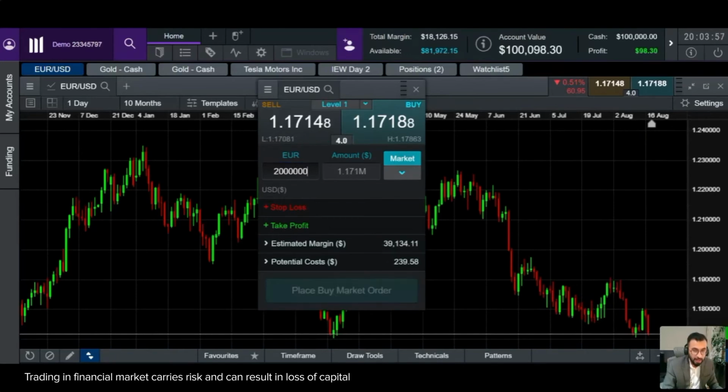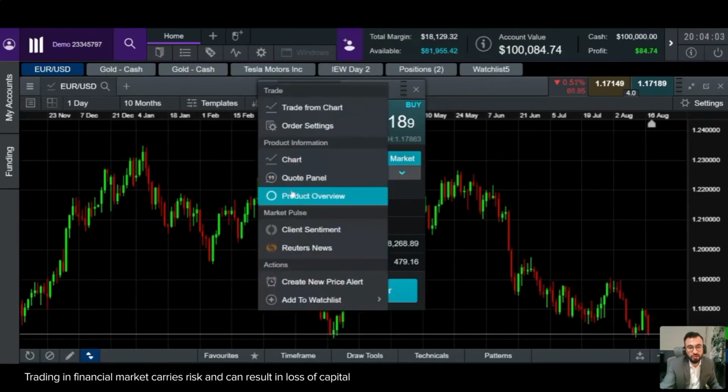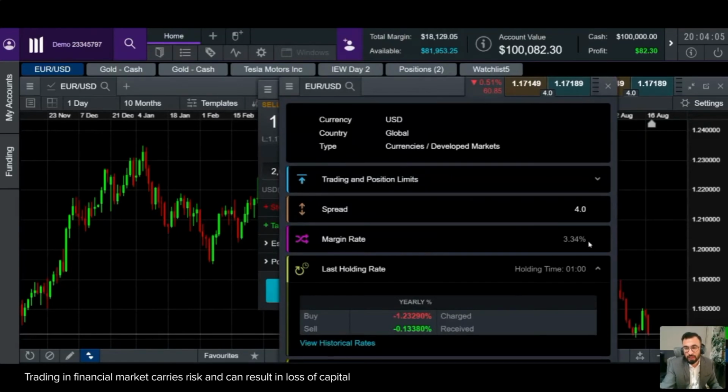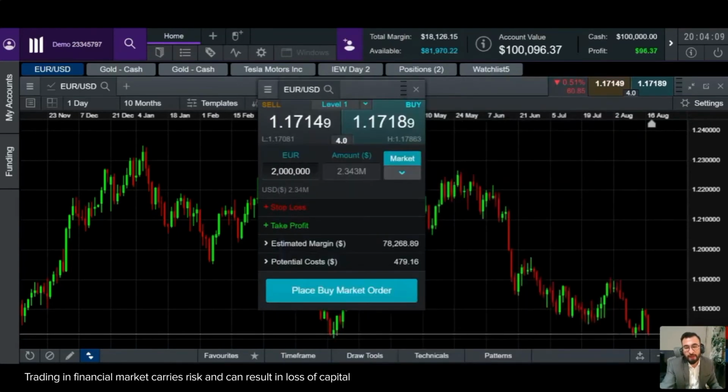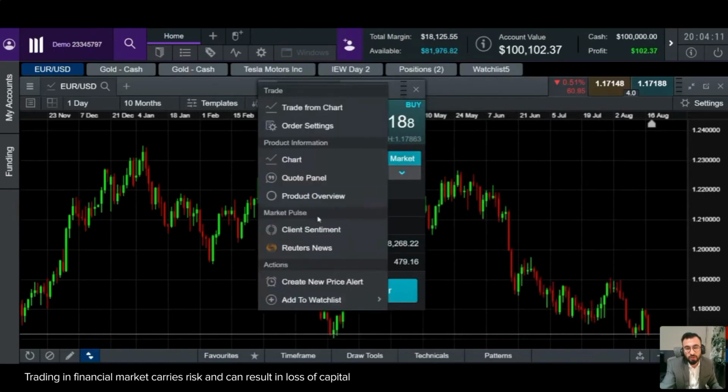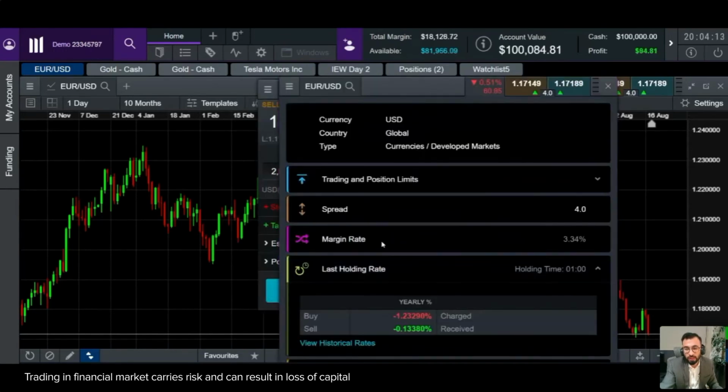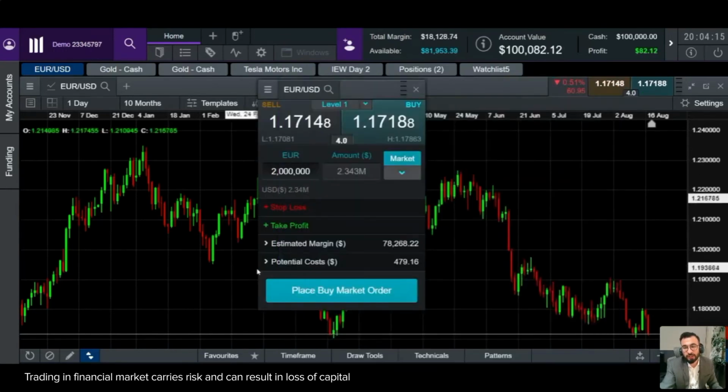Okay. I want to buy 2 million euros. Now I want to buy 2 million euros. Look at the margin which is used in euro. How much? 3.3%. Which means if I have to buy 2 million worth of euro, look at the quantity here. 3.3% of 2 million will be around $78,000, right? $2.34 million, $78,000 is your margin.